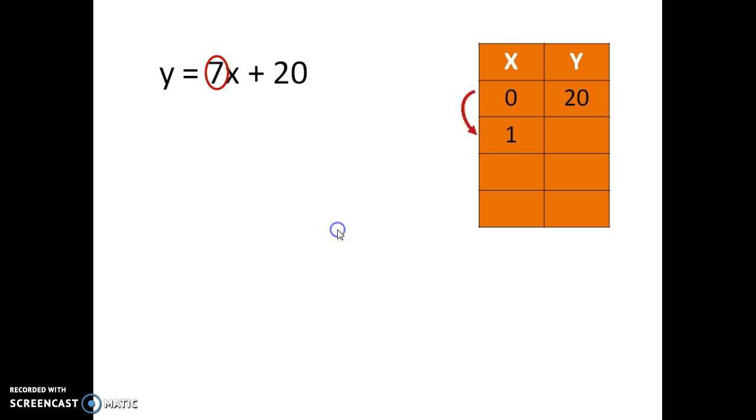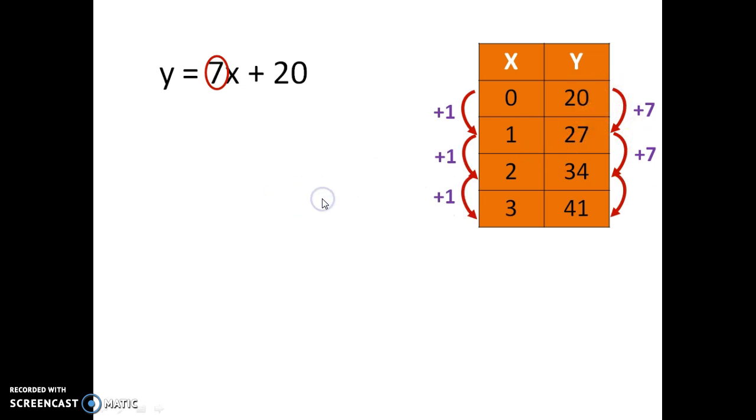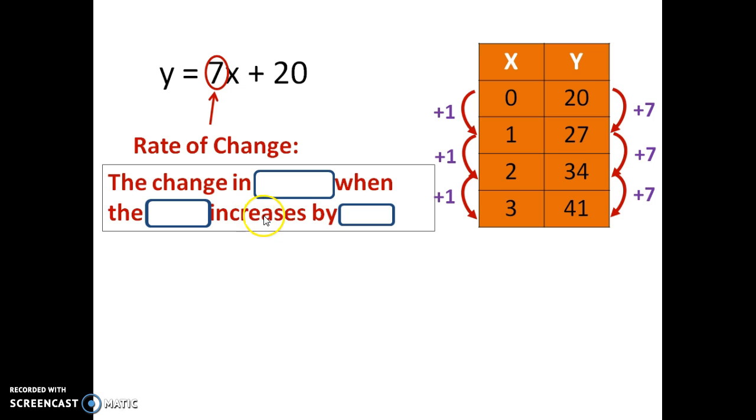And then the 7. So our 7 happens whenever we increase our input by 1, our output is being increased by 7. So this is what we call the rate of change. And this is the change in our output when the input increases by 1. So notice each time our input goes up by 1, our output goes up by 7, so our rate of change here is 7.